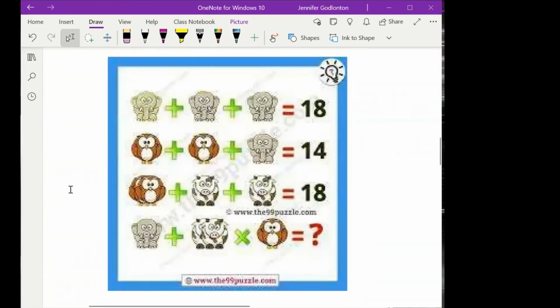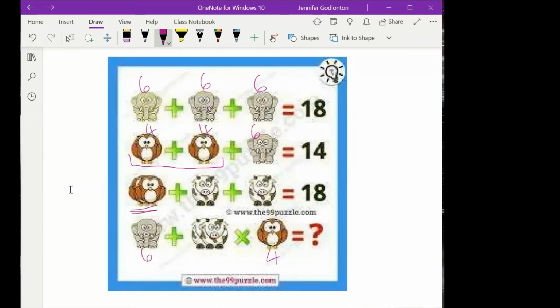Okay, let's see how we got there. So first one, our elephants. What was our elephant? Everyone should have been able to get what the elephant was. 6. Yeah, so our elephant is 6, which means that these two owls were 8. So what are each of our owls? 4. Good. So our owls are 4, and we know that this is 6.